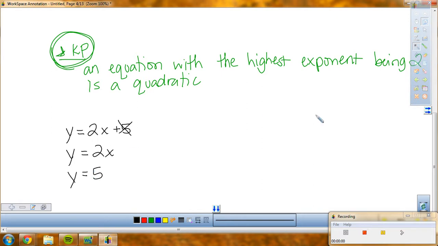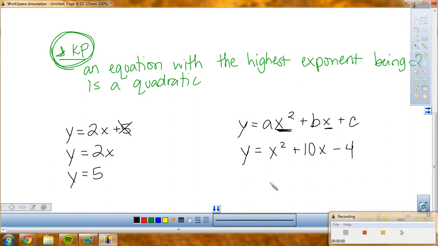The same thing can happen in our quadratic formula. We want to have y equals ax squared plus bx plus c. Our standard form says that the highest exponent goes first, then the lowest exponent, and then the number that has no exponent at all, which we just call a constant. So we might see something like y equals x squared plus 10x minus 4. That's our basic equation of a quadratic.